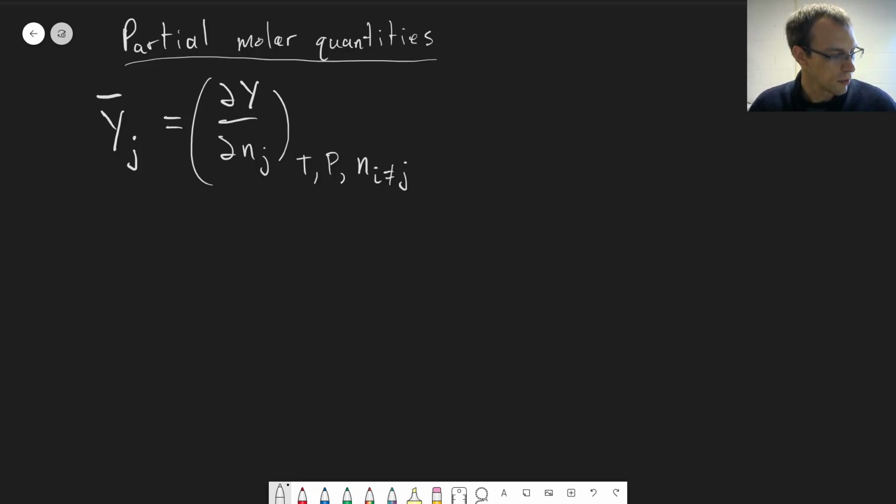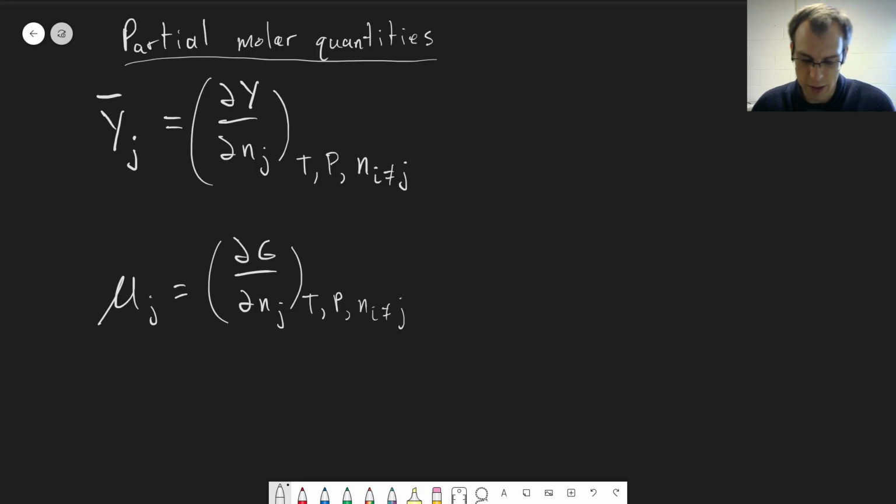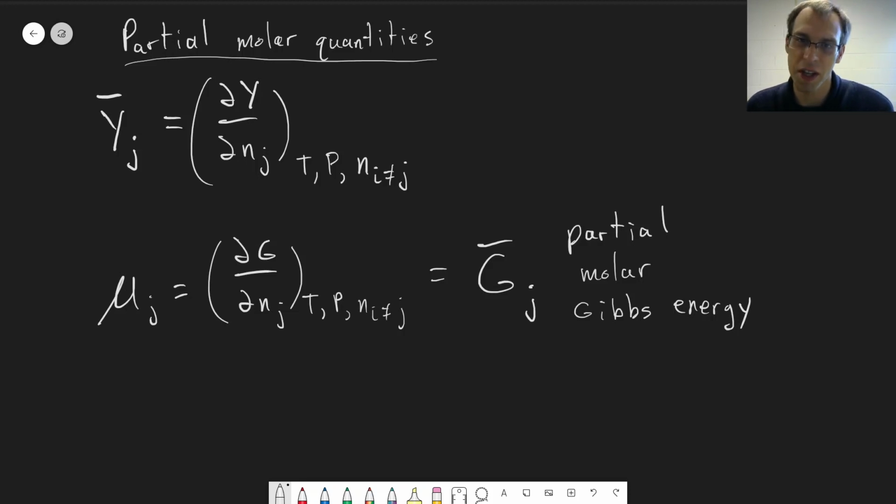And so this gives us an interpretation for understanding that we write that the chemical potential for substance J is equal to dG/dNJ, holding T, P, and Ni not equal to J constant. And this is what we just saw in the last video. And what this tells us, we can say that this is equal to the partial molar Gibbs energy. So this is kind of like a Gibbs energy for substance J, but it's not a constant. It depends on what the concentration of substance J is in our solution.